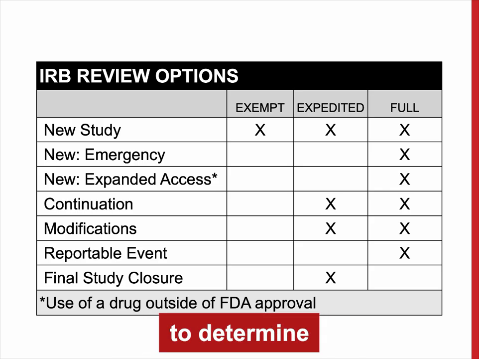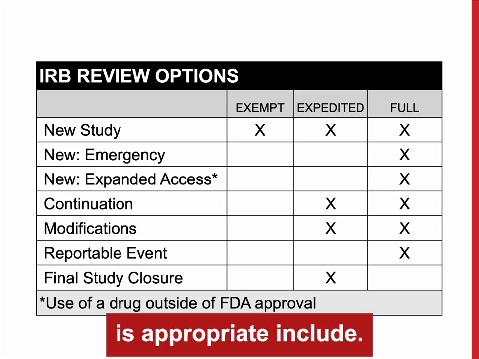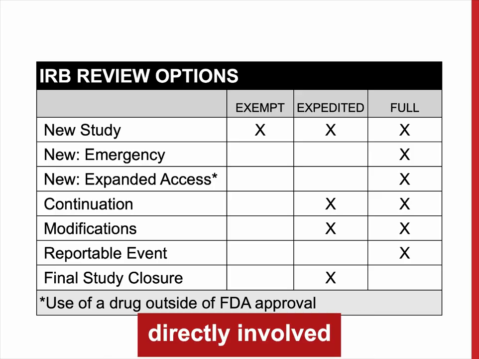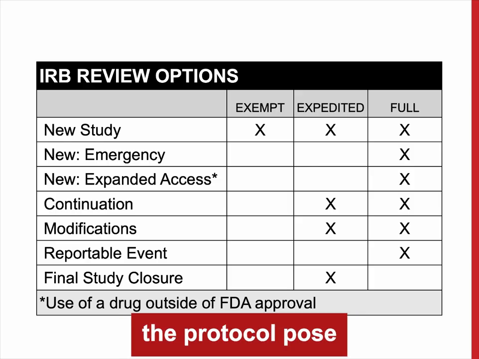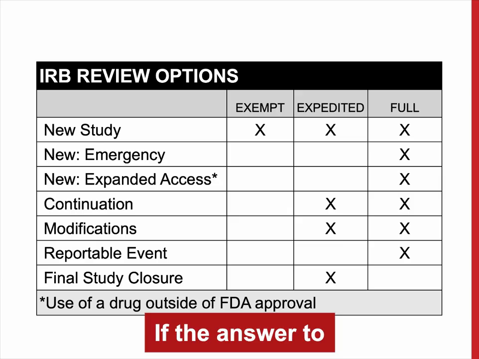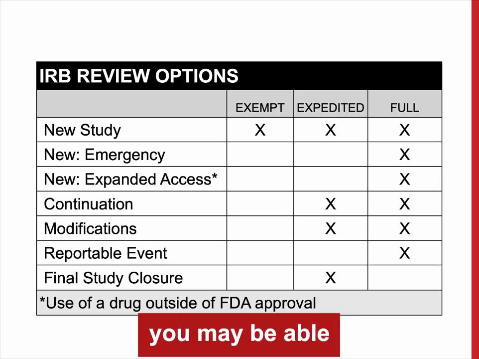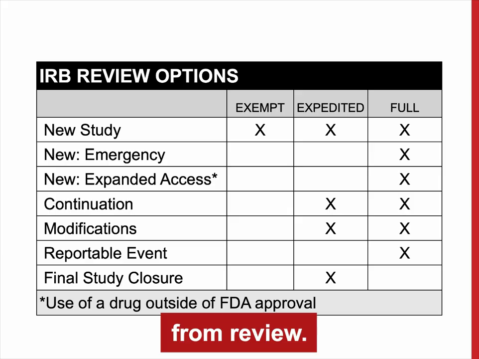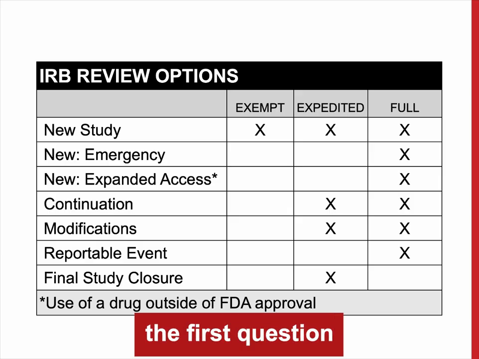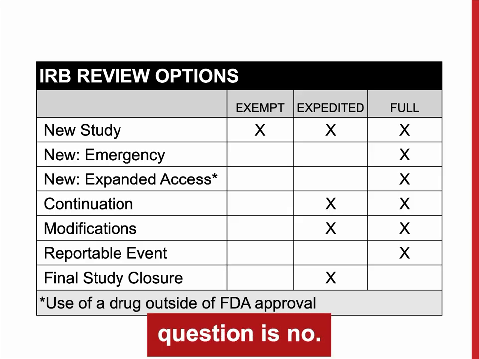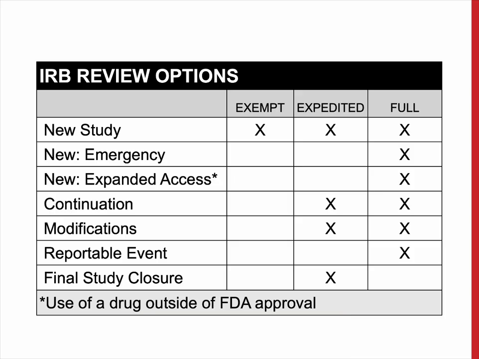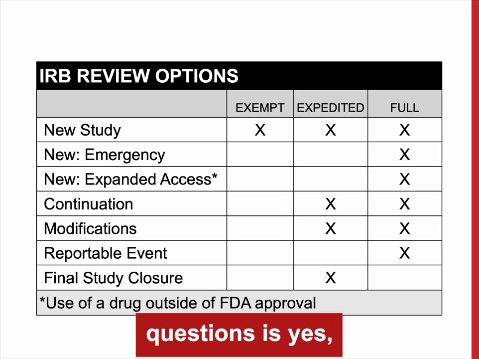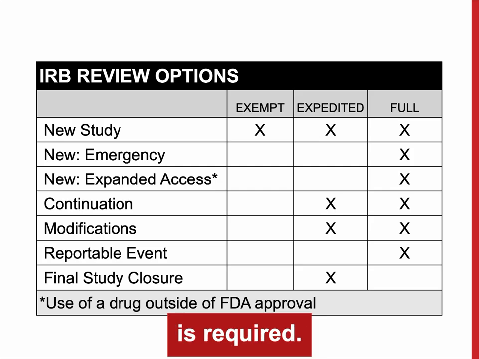Key questions to determine which type of review is appropriate include: does the protocol directly involve human subjects or collect protected health information? And does the protocol pose no more than minimal risk to subjects? If the answer to the first question is no, you may be able to submit for an exemption from review. If the answer to the first question is yes, and the answer to the second question is no, you may be able to submit for an expedited review. If the answers to both questions are yes, a full review is required.